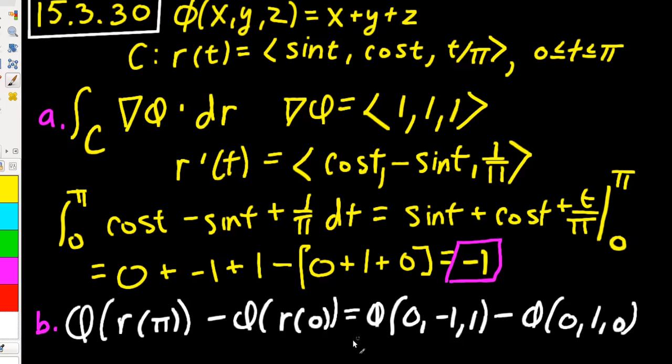And now plugging in these numbers for phi, remember phi is x plus y plus z, so we get 0 plus minus 1 plus 1, that is 0 minus 1, and again we get negative 1, which is what we obtained doing it the other way. So we have verified the fundamental theorem of line integrals for this particular potential function and curve.